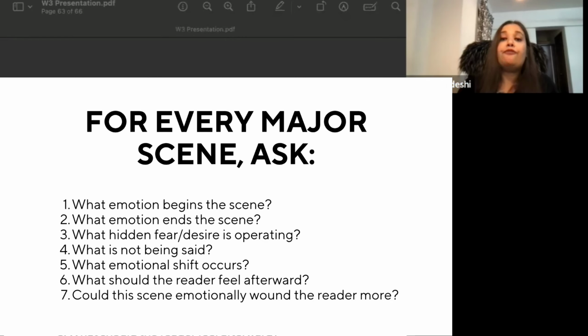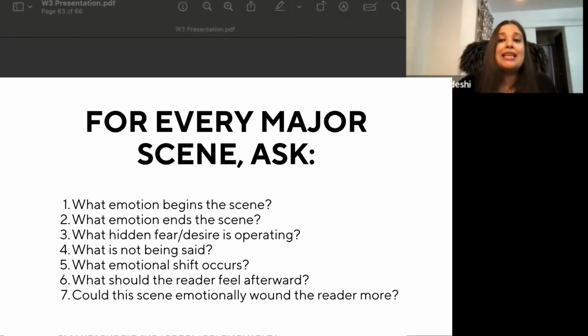Then, question number 5, what emotional shift occurs? If nothing changes emotionally, the scene may feel stagnant even if information is exchanged. Something internally should move, and this is again very much related to the first 2 questions.